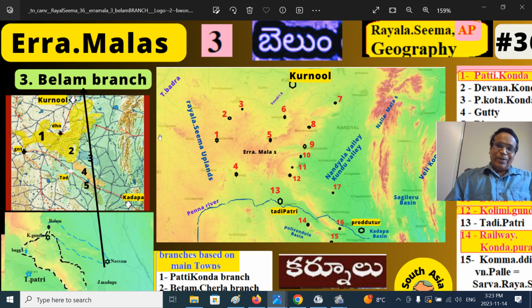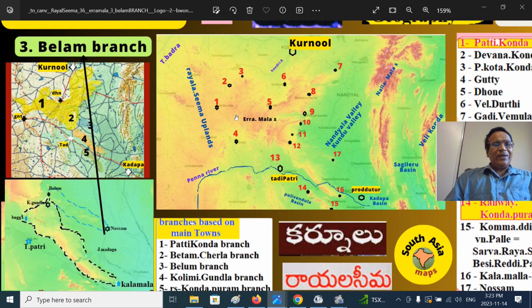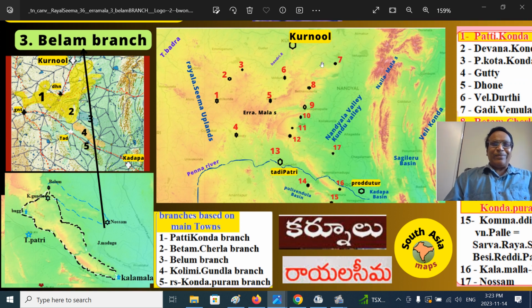As you remember, Erramalas can be broadly, and somewhat arbitrarily, divided into 5 zones or regions. I made it so that you will get a deeper understanding: 1, 2, 3, 4, 5. The road line between Kurnool town on the Tungabhadra and Handri river banks to Guntakal, Sarpapili to Gutti: the west part of that road line is the Pattikonda branch, and the east part is the Bethamcherla, the heartland of Erramalas, the Bethamcherla number 2.